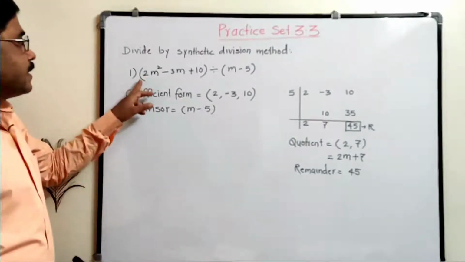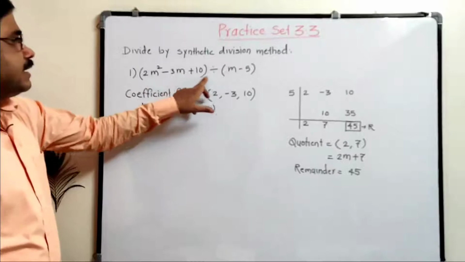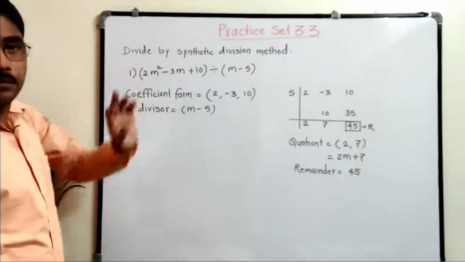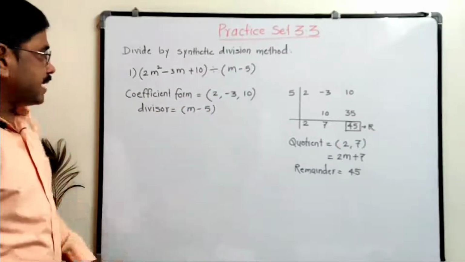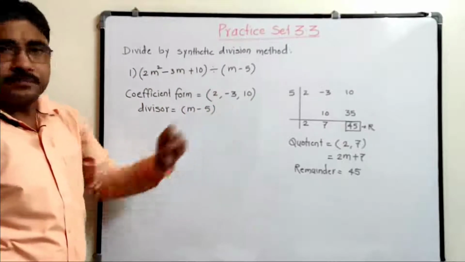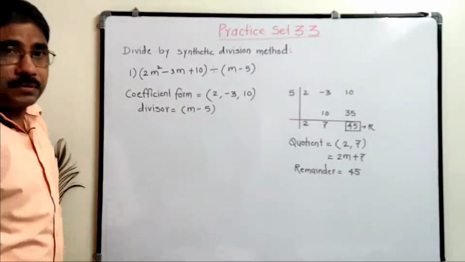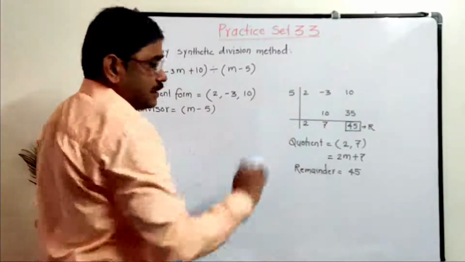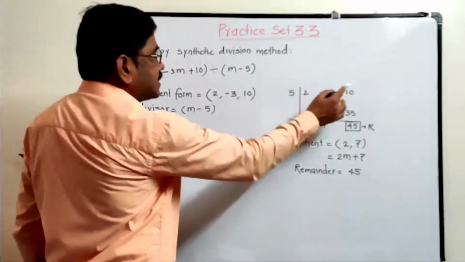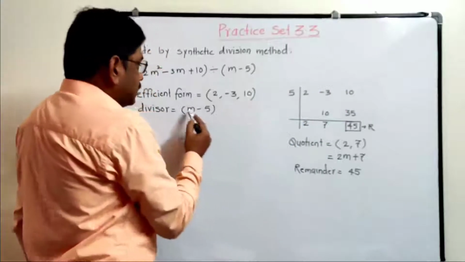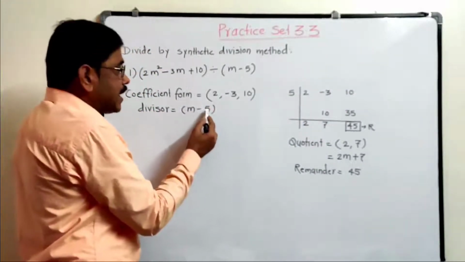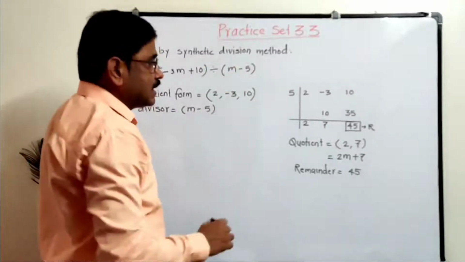Let us say again, here the dividend is already in its index form, 2 m squared minus 3m plus 10, divided by m minus 5. Now directly write coefficient form, 2 minus 3 10. Here divisor is m minus 5. Draw one vertical line, one horizontal line. In first line we have to write this coefficient, 2 minus 3 10, same. Then see the divisor m minus 5. Look at the second number, minus 5, so write its opposite number here.